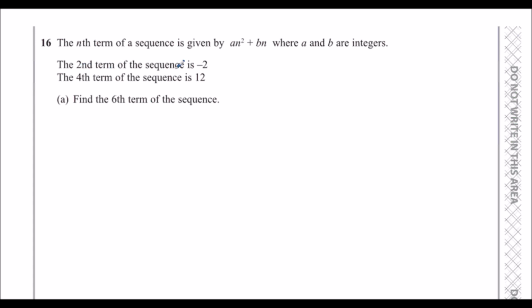So the second term, that's when n is 2. So I'm going to change n into 2. So I'm going to have a times 2 squared plus b times 2 equals negative 2.